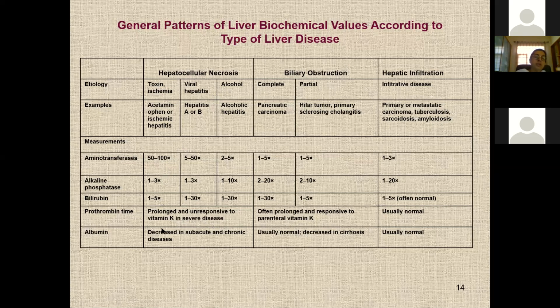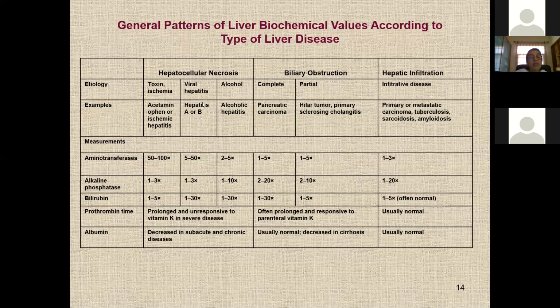The PT is prolonged and unresponsive to vitamin K in severe disease. And albumin is decreased in subacute and chronic disease, because we know that the half-life of albumin is 21 days. So albumin does not decrease in acute injury. While hepatitis A and B is common, sometimes there is atypical viral injury. Like these days, we are seeing corona, and this is very common. And we are seeing deranged LFTs because of corona.